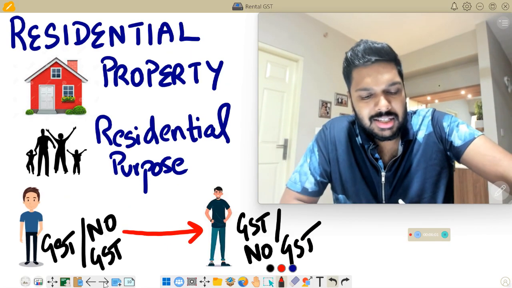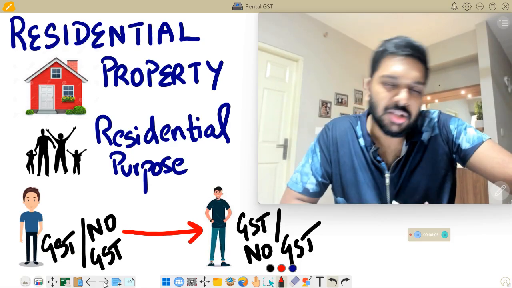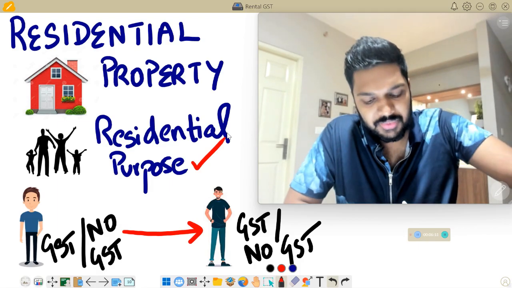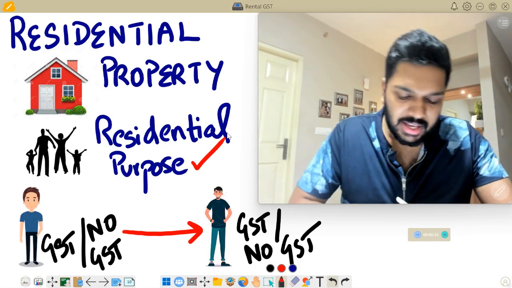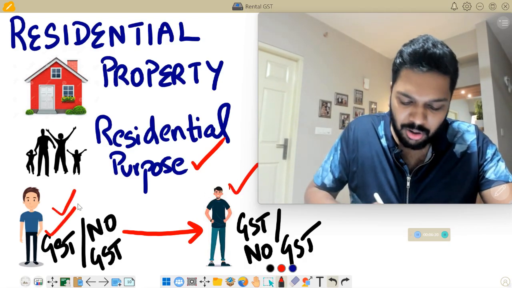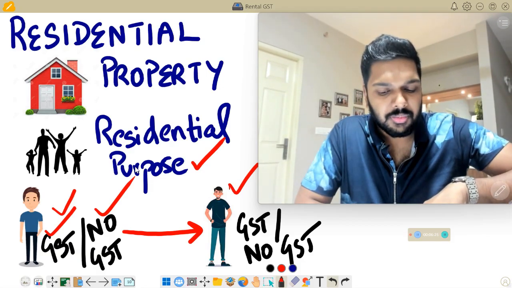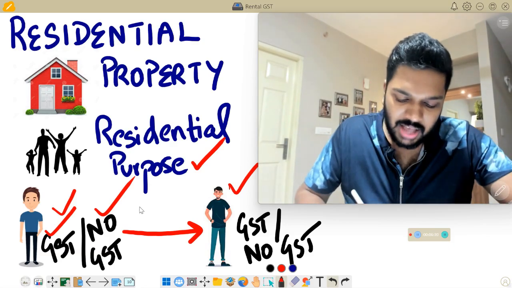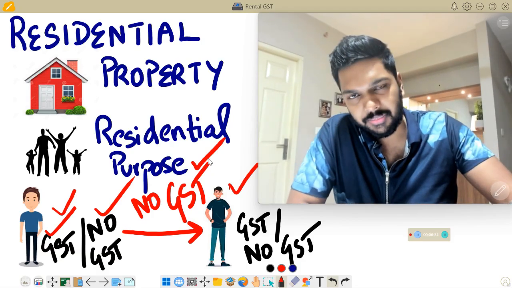The next one is the last case, where you have a property which is residential in nature but used purely for residential purposes alone and not for any commercial purpose. So in this case, when it's used purely for residential dwelling, as it's called, irrespective of whether the landlord or the recipient has a GST number or does not have a GST number, because the service is being provided as rental services but for residential purposes purely, there is absolutely no question of GST. GST is exempted in this particular transaction.